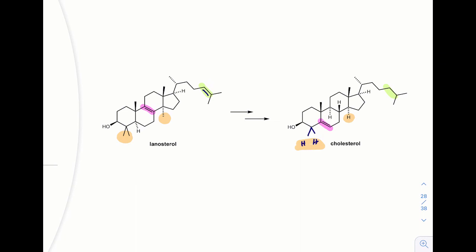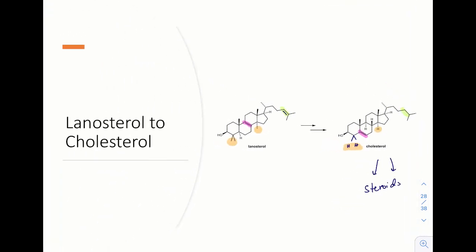So lanosterol is converted to cholesterol, and then cholesterol can be converted to several different other steroids. And that is probably happening right now in your body this moment as we speak. So cool. All right.